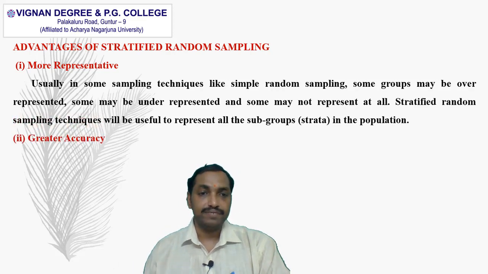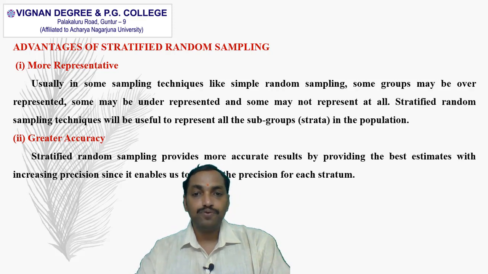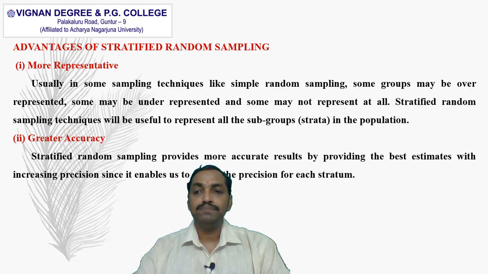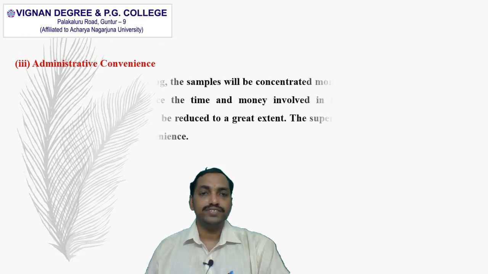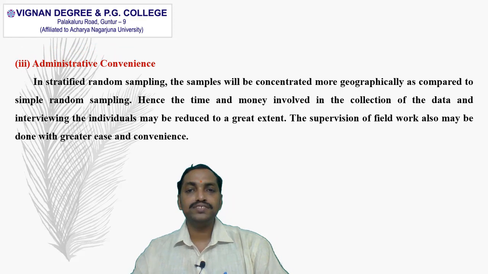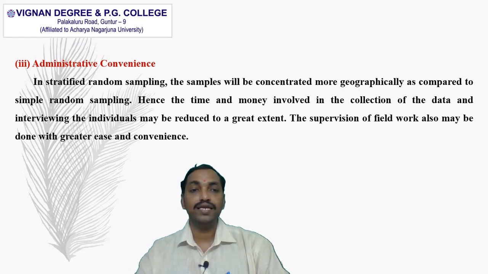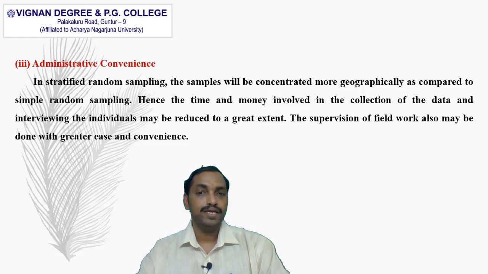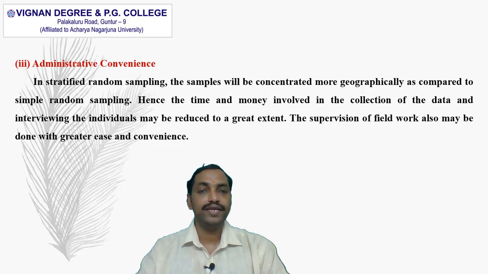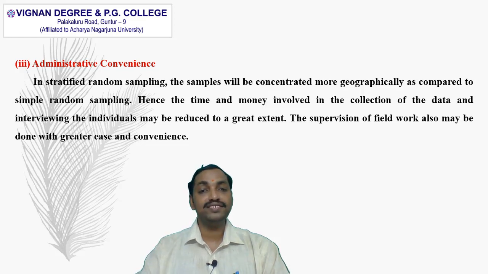The second one is greater accuracy. Stratified random sampling provides more accurate results by providing the best estimates with increasing precision, since it enables us to obtain the precision for each stratum. And the third one is administrative convenience. In stratified random sampling, the samples will be concentrated more geographically as compared to simple random sampling. Hence, the time and money involved in the collection of data and interviewing the individuals may be reduced to a great extent. The supervision of fieldwork also may be done with greater ease and convenience.